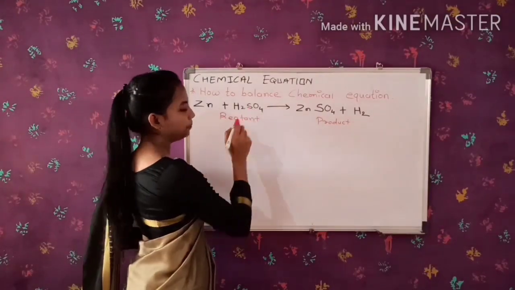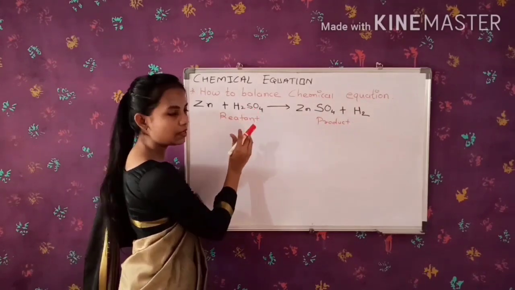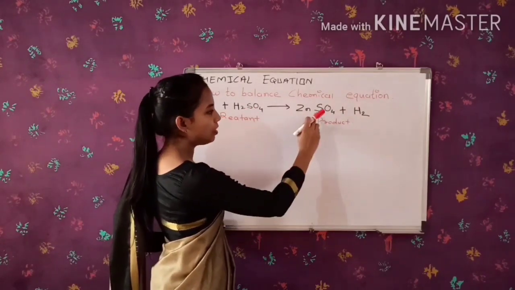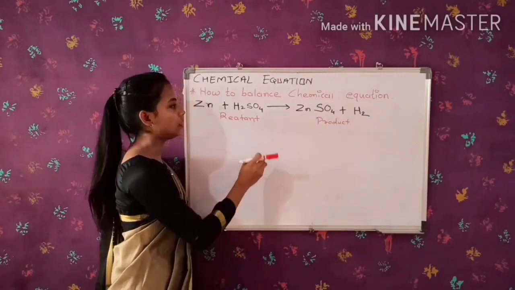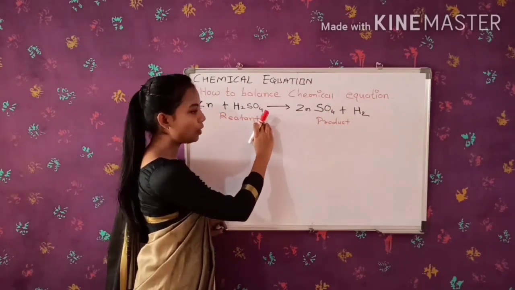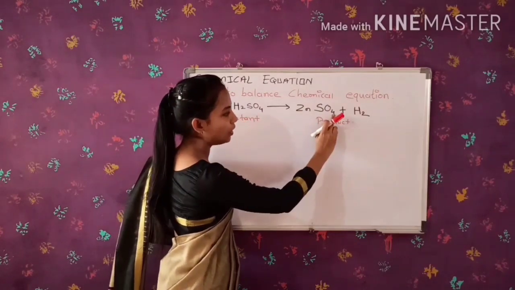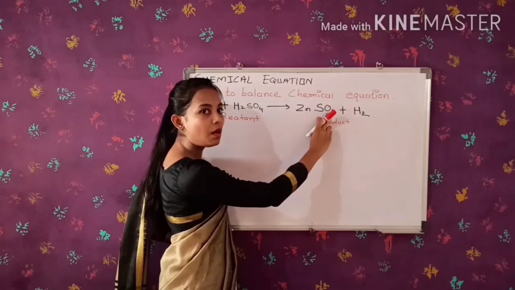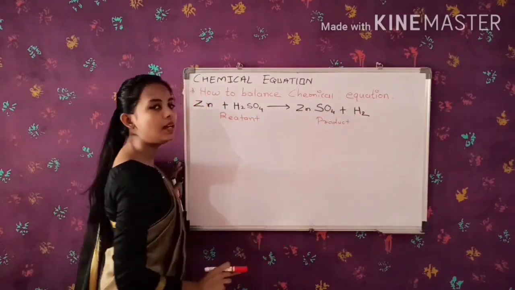Here the sulfur is balanced. We can see that one atom of sulfur is present on the reactant side, and similarly one atom of sulfur is present on the product side. Now oxygen. Here we can see that 4 atoms of oxygen are present on the reactant side and also 4 atoms of oxygen are present on the product side. So we can say that this reaction is completely balanced.